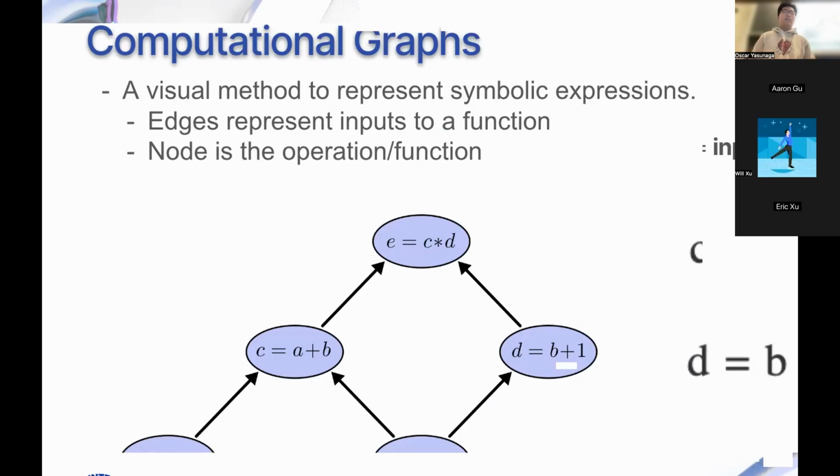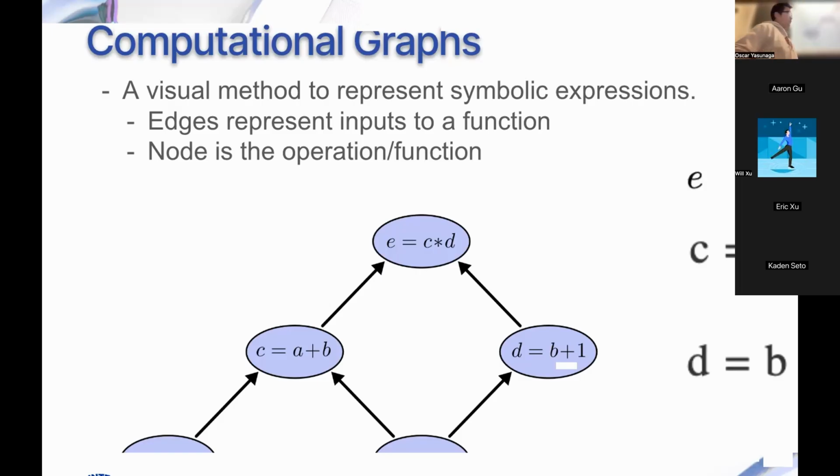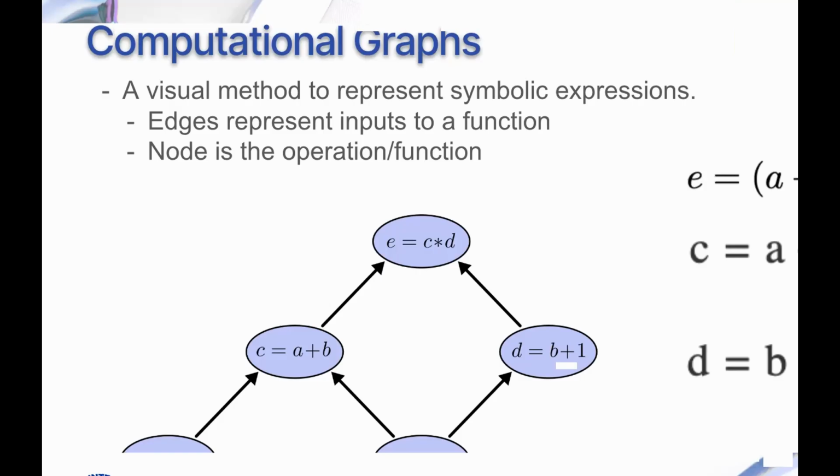what expression or what equation are we representing here in terms of A and B? I mean for E, yeah. E is A plus B times C. Yeah. A is, oh, sorry. E is A plus B times B plus 1, okay? And then we have these intermediate variables of C and D, okay?